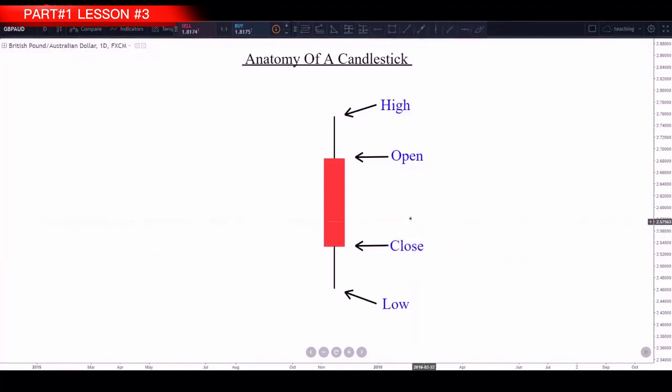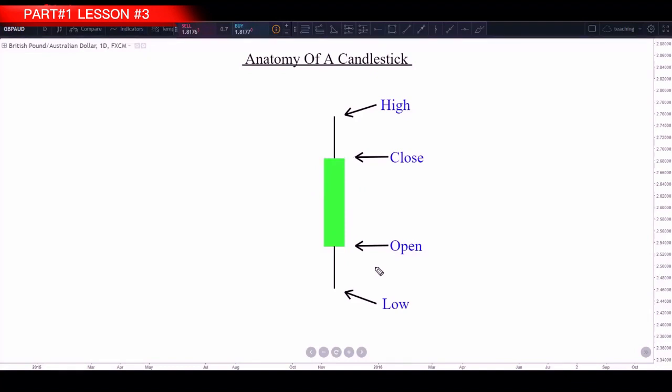For a bullish candle, the green candle, let's change this back really quickly. So for a green or bullish candle, you can see that our open is below our close. Our close up here, our open down here, meaning that this market closed higher than it opened.